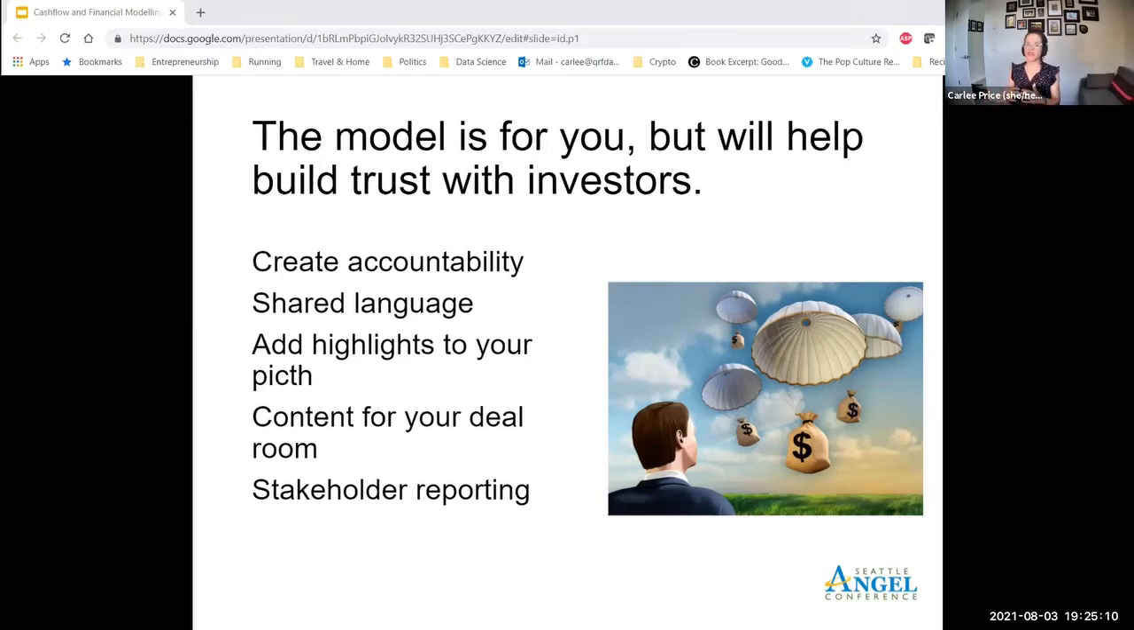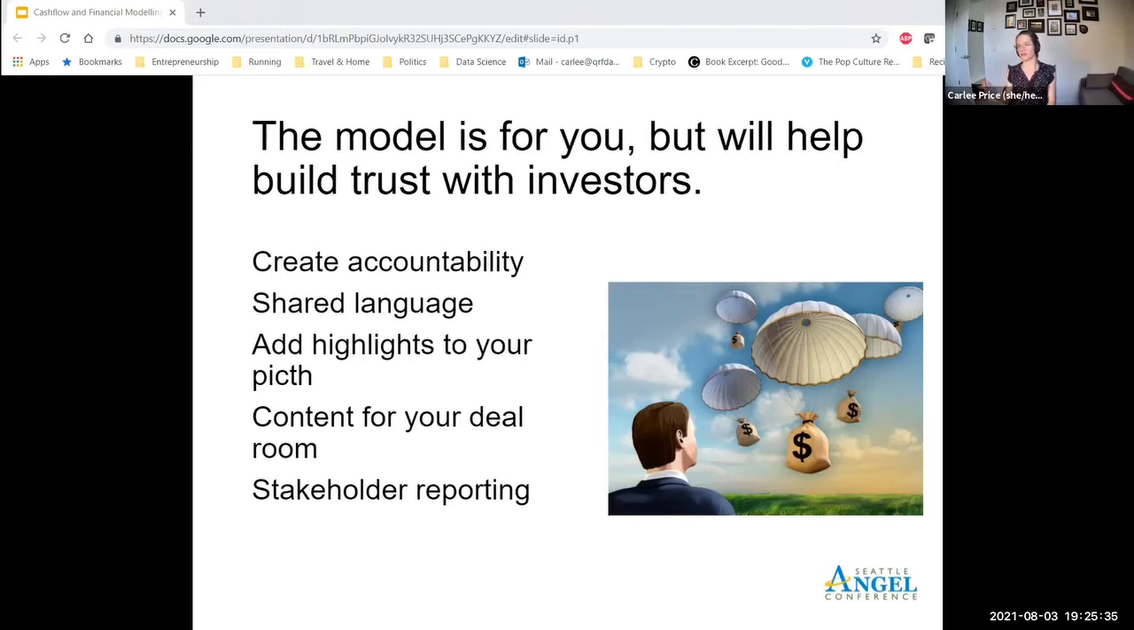It'll give you a shared language to communicate with investors. So I showed you that pitch deck that had the slide snippet and mentioned that adding things like that to your deck really helps to build confidence and speeds the fundraising process in a lot of cases. This is content that you can include in your deal room, and importantly becomes the beginnings of stakeholder reporting.